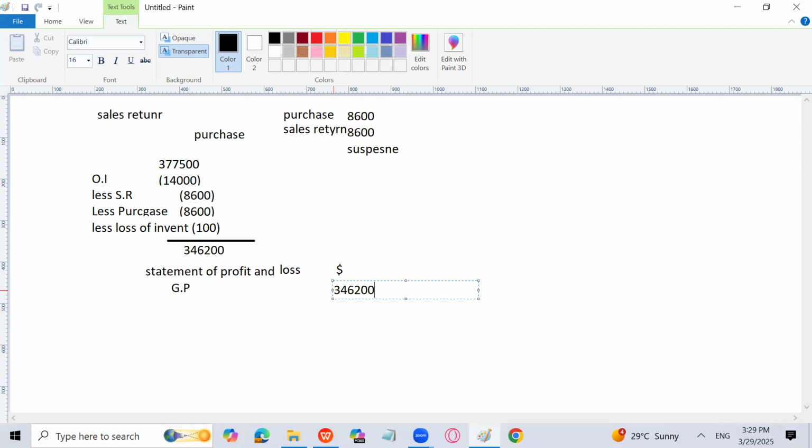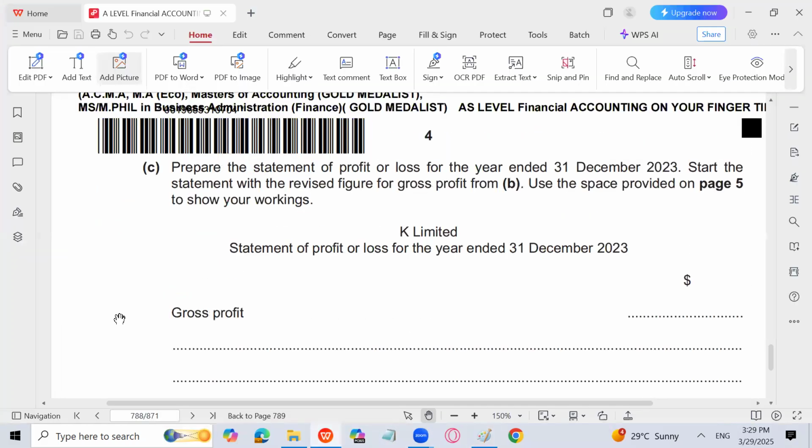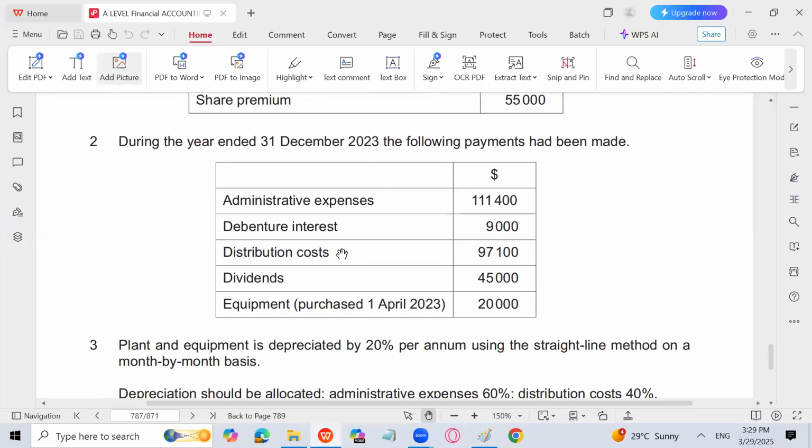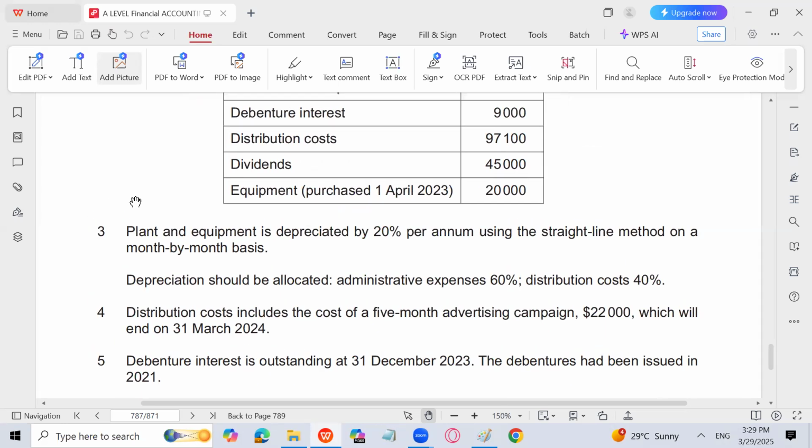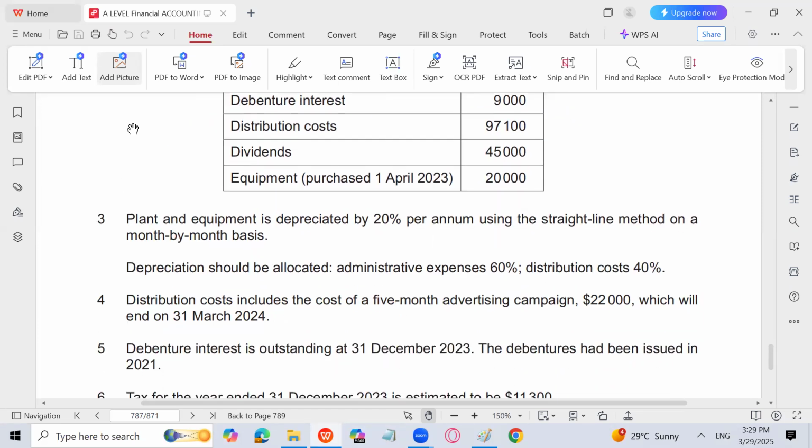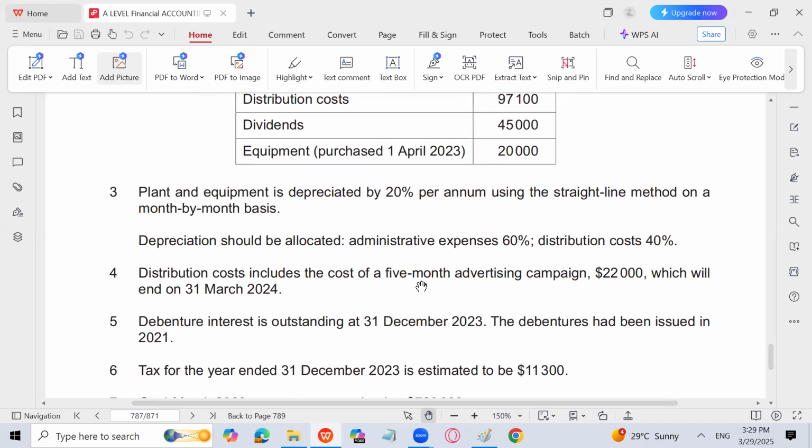You know that we have to subtract the operating expenses from the gross profit, and there are two operating expenses. So I will subtract less distribution cost and then less admin cost. Distribution cost given in the question is 97,100, and it is clearly said the distribution cost includes a 5-month advertising campaign of 22,000, which will end on 31st March 2024. So it means that there is a prepaid of 3 months in the distribution cost.